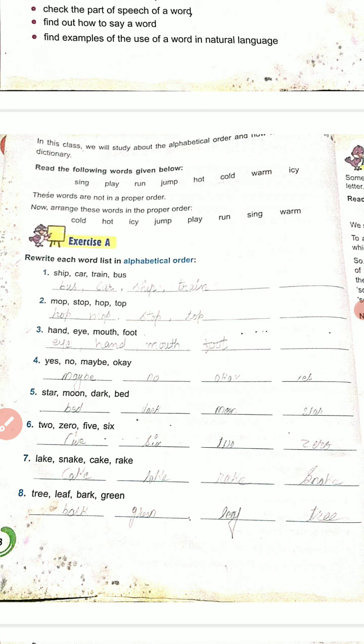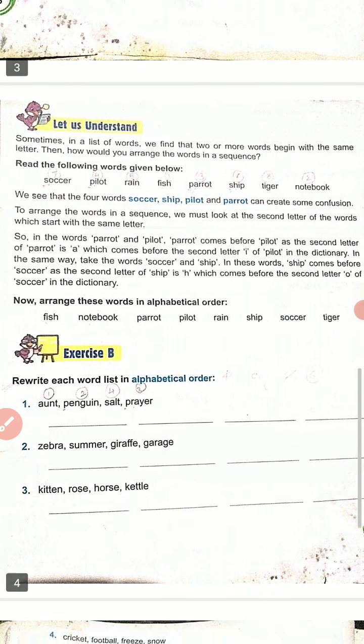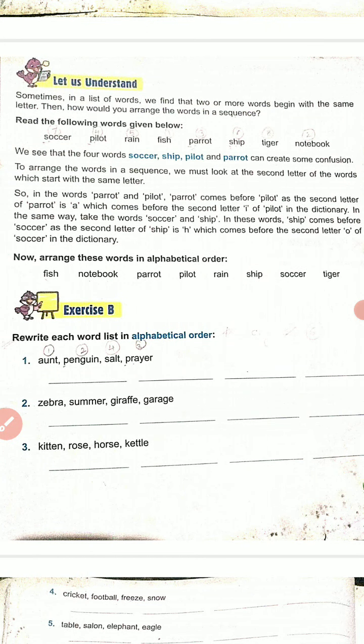Now let us understand, sometimes in a list of words we find that two or more words begin with the same letter. Then how would you arrange the words in a sequence? Many times we see that more than one spelling starts with the same letter. Like we are given: saucer, pilot, rain, fish, parrot, ship, tiger and notebook. You can see the spellings are starting from S, saucer and ship.